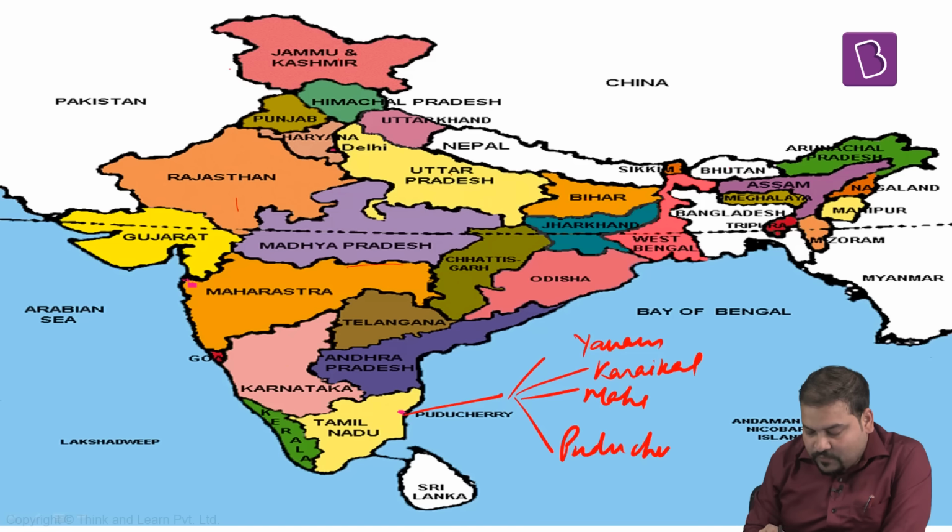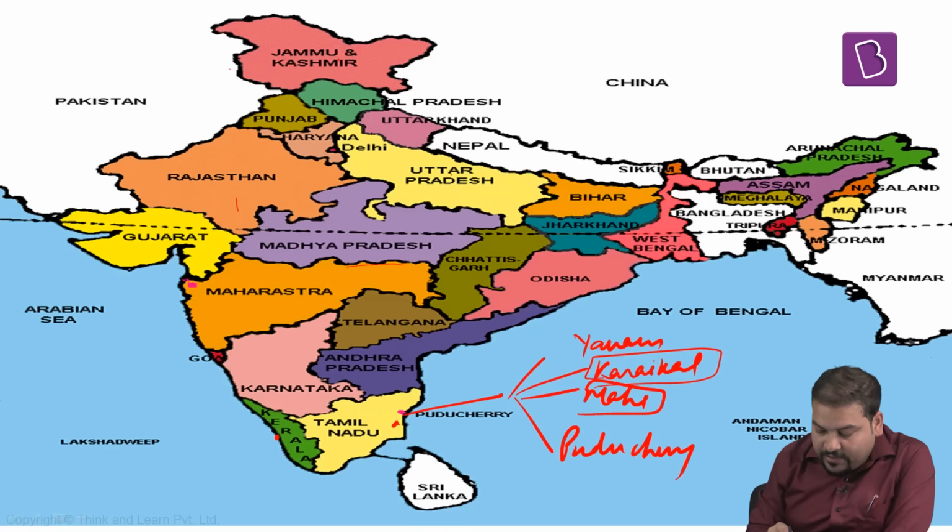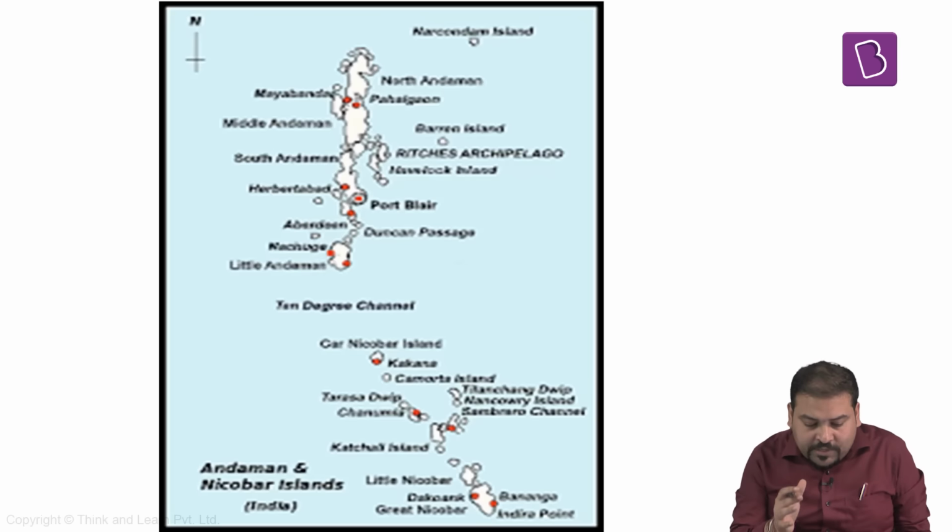Puducherry, just below this is your Karaikal, which is surrounded by Tamil Nadu. Here in Kerala you have Mahe, and Yanam is there in Andhra. This is one union territory of our country out of the 7 union territories. Now let us look at Andaman and Nicobar Islands. Now this is a very important island group.